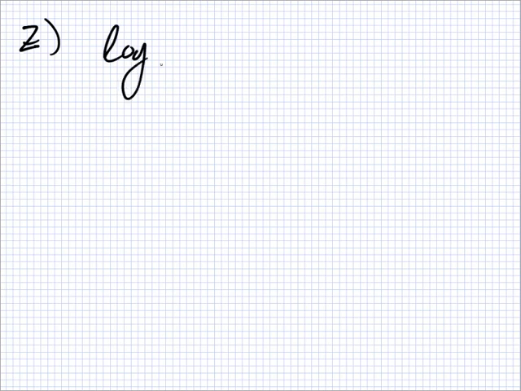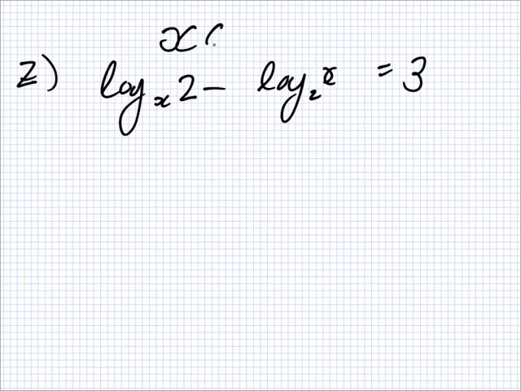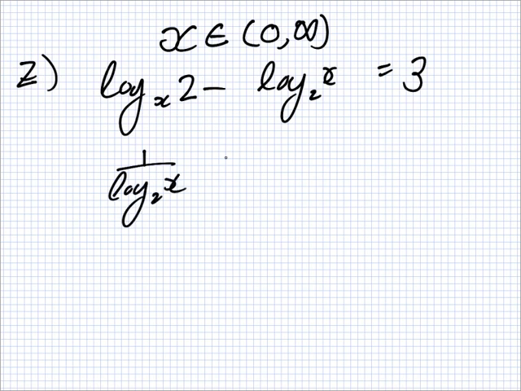Log x2 minus log 2x equals 3. So before I begin, what can I say about x? It's related to 0, 0 to infinity again. Let us use our trick. So this becomes 1 over log 2x. This is still log 2x, and I'll take the 3 over.